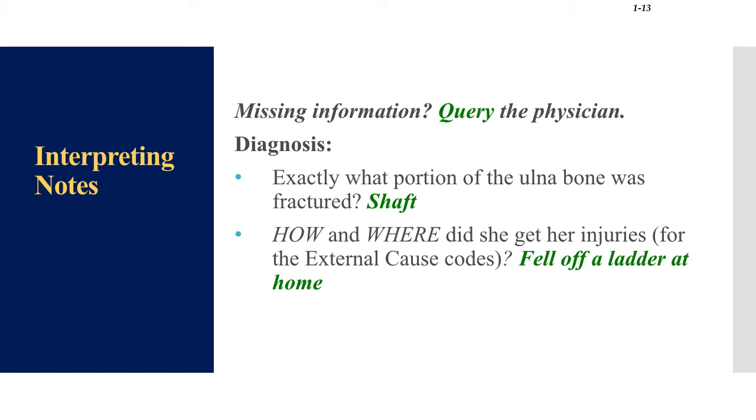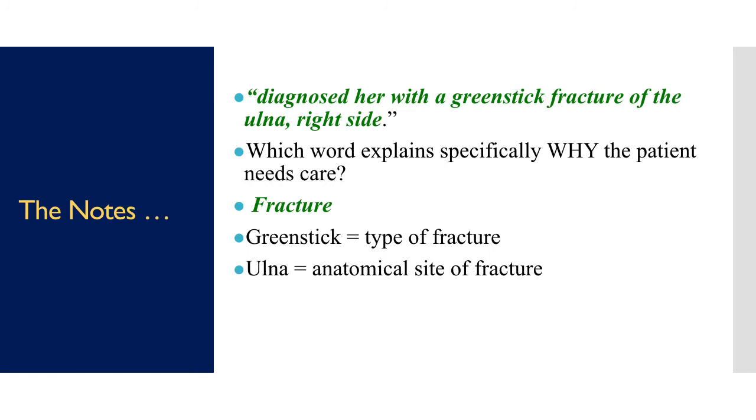We will also need to know how and where she got her injury because we'll need to report external cause codes. So we have to go back to the physician, or you might even need to contact the patient to find out how she broke her arm. Oh, she fell off a ladder at home. Okay, now we have that added to the documentation. Now here we have again what was in the documentation. Diagnosed her with a green stick fracture of the ulna right side.